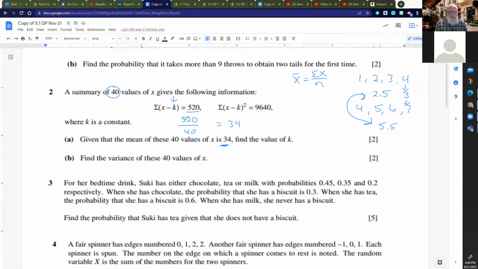So what I need to do is take 520 and I need to add back whatever number I took away. What's 520 divided by 40? 13. So this is going to now be 13 plus K equals 34. What's K got to be? 21. K is going to be 21.